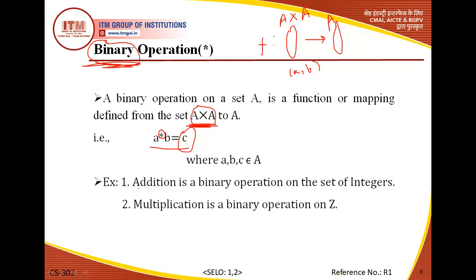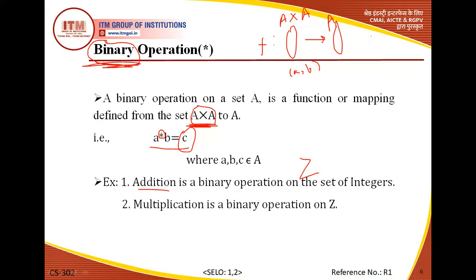Now let's see certain examples of a binary operation. Addition is a binary operation on the set of integers. What do we mean when we say that addition is a binary operation on the set of integers? Basically, the underlying set is the set of integers, Z. So this A set is the set of integers, and this second set is also the set of integers only.